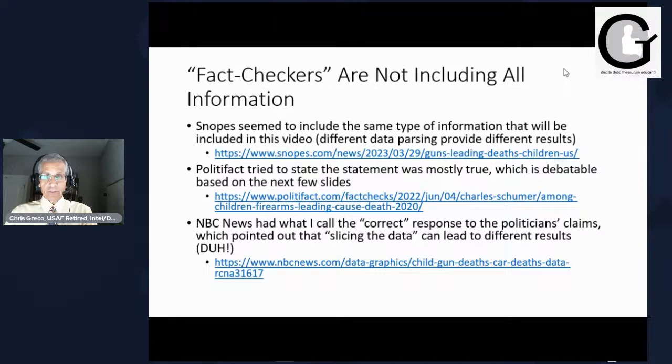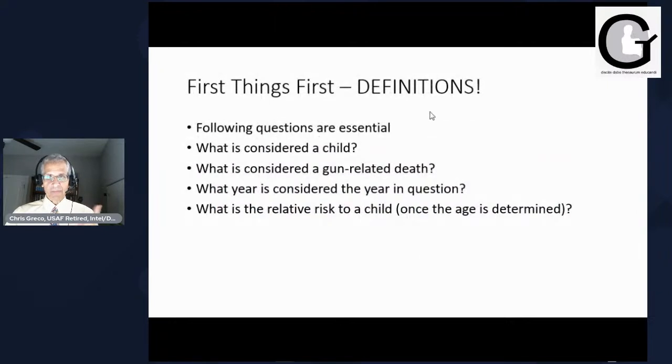NBC News had what I call the correct response to the politician's claims, which pointed out that slicing the data, parsing the data, dissecting the data can lead to different results. Duh, that's exactly right. And I hate to say you can make data fit your agenda, but you can. You can make data fit your agenda. So what do we do in order to not have that happen? Well, the first thing we have to have is definitions.